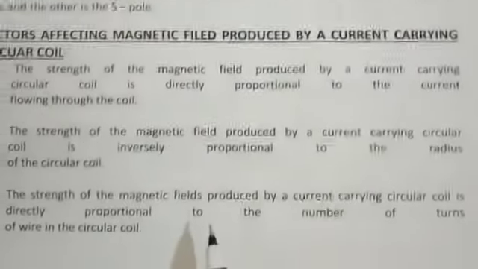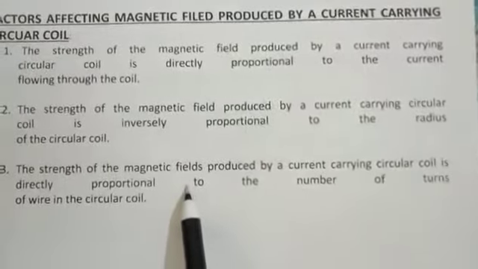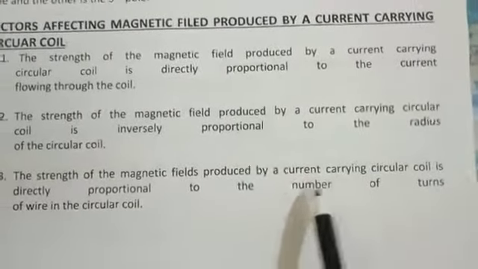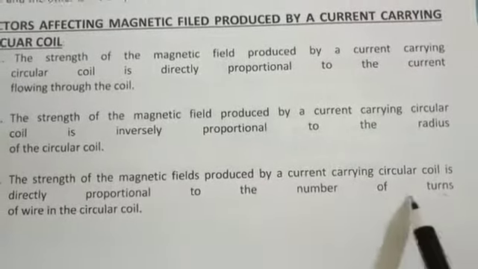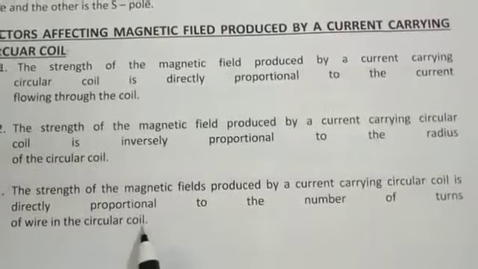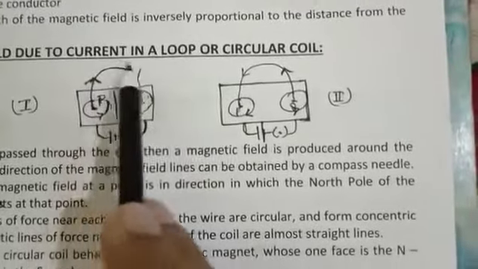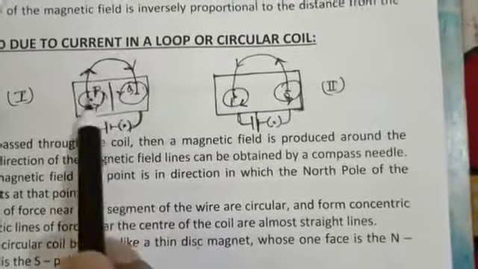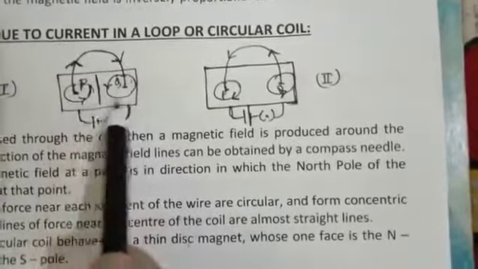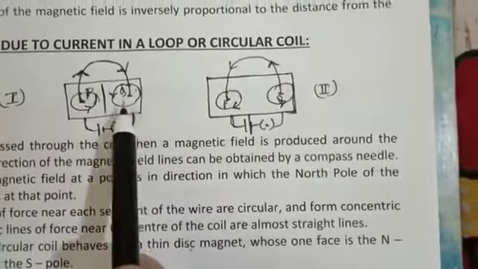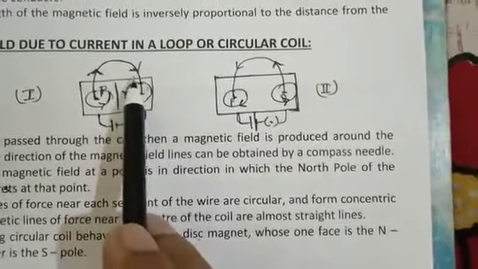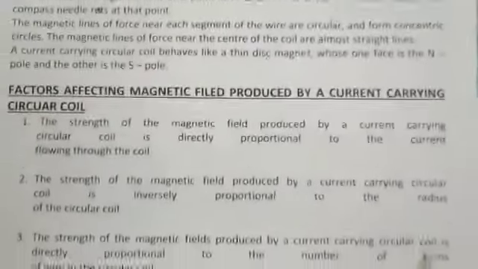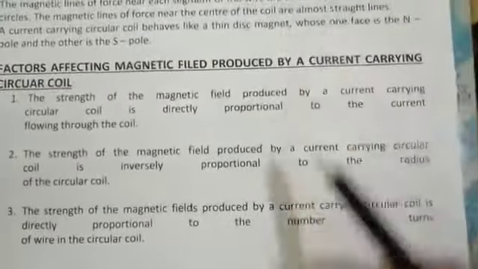Coming to point number 3, the strength of the magnetic field produced by a current carrying circular coil is directly proportional to the number of turns of the wire in the circular coil. This point means if we have more coils in this format, more coils passing through this cardboard, then the magnetic field around this coil will be increased. That means the more coils we have, the stronger the magnetic field produced. So we have got altogether three factors in the circular coil.